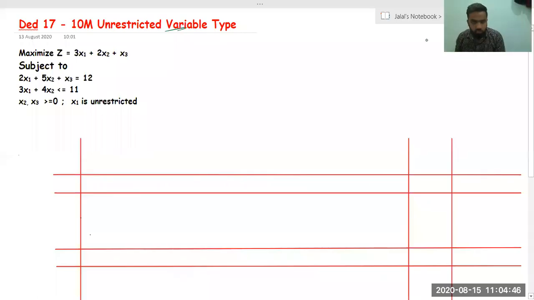So we are taking one more question on unrestricted variable type. I'll just read out the question for you. First of all, it is said that we have to maximize Z. Then it is said that it is subjected to some condition. First condition, you can see it is having equal to.